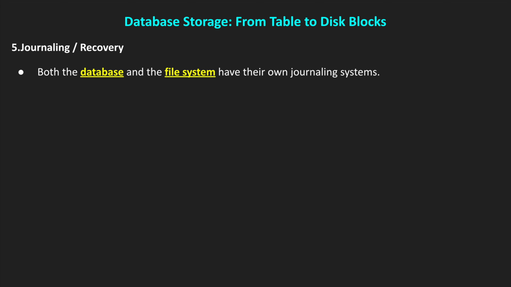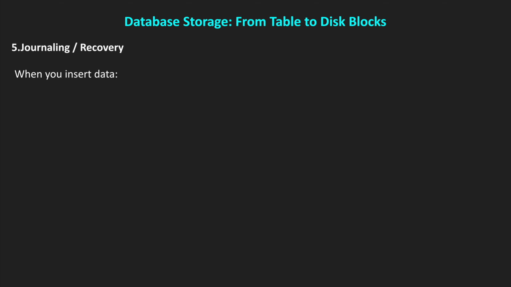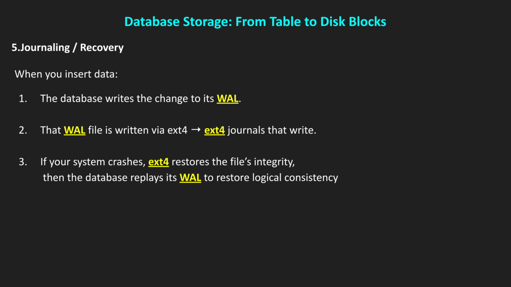Both the database and the file system have their own journaling system. For example, for the database, it's usually the write-ahead log, or WAL, and for the file system, it's ext4's journal. So what happens is, when we insert the data, the first thing is the database writes the changes into its WAL, and after that the WAL file is written via ext4. So ext4 in turn also journals that write.